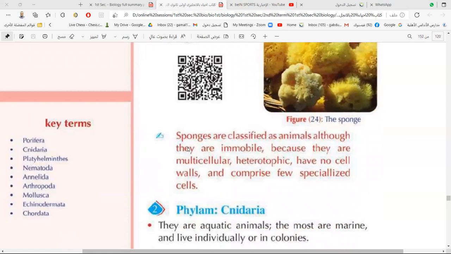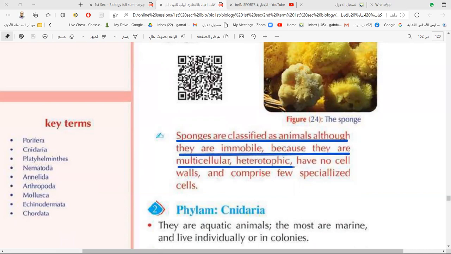Although they are immobile, they are animals. They are not plants. They are classified as animals, although they don't move, because they are multicellular and heterotrophic. They don't contain chloroplasts and they cannot carry out photosynthesis. And they have no cell wall.